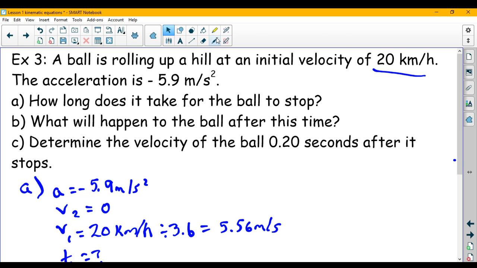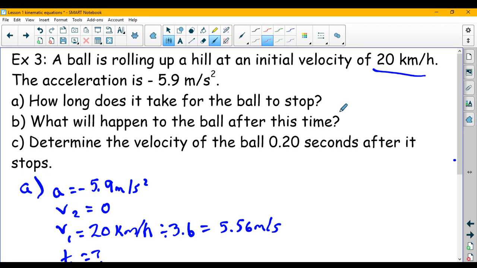Okay, here we go. So we're going to do our next part. Now, part B is just a word question. There's no math here. What happens to the ball after this time? Remember, the ball has rolled up the hill and stopped. This is not a trick question. This is just in there to make you think about the scenario.